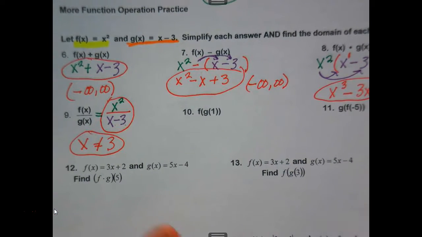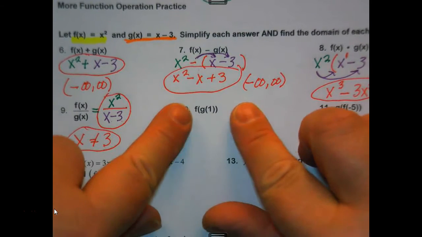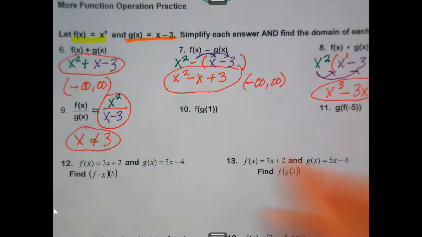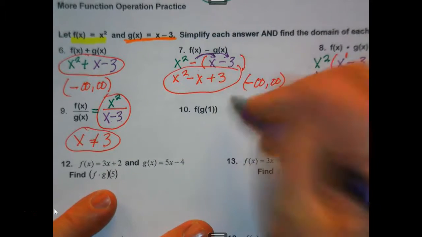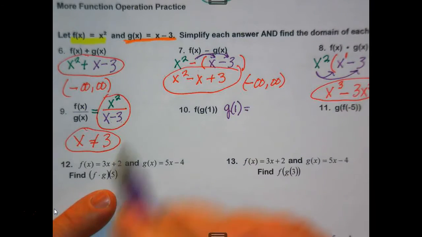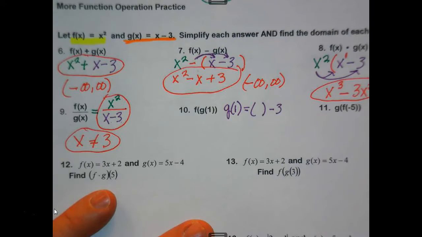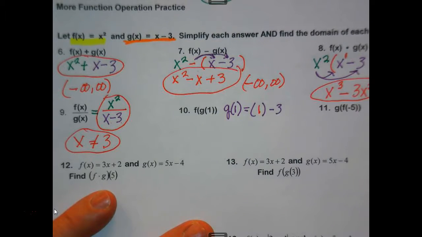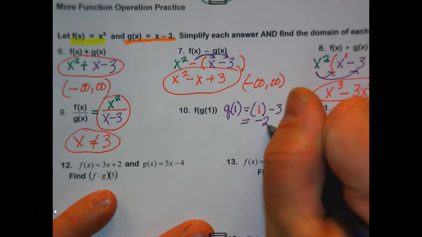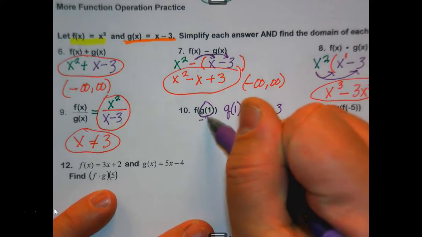Number 10, we have a composite function. So we have to do the innermost function first, which is g of 1. So the g of 1 equals, what's my g function? X minus 3. My x is 1. So what is the g of 1? Negative 2. So I'm going to replace this with negative 2.